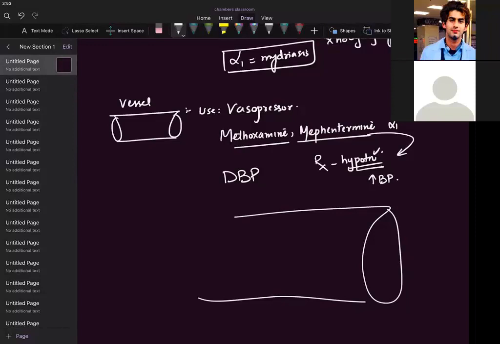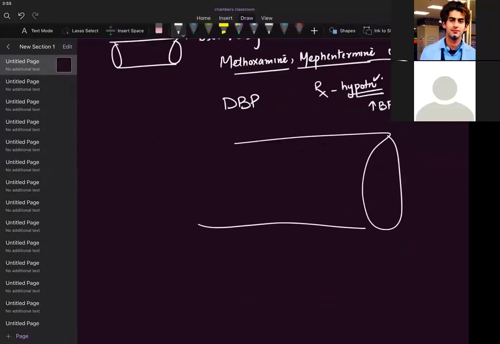Now a patient comes to me and says, with the change of posture, I have hypotension. So this hypotension, you will be treating with these alpha 1 agonists, methoxamine and mephentermine. Now guys, there is a problem. The problem is that they have adverse effects also.